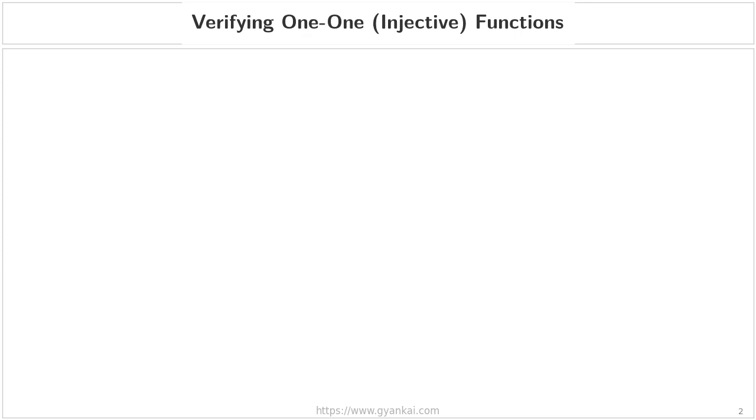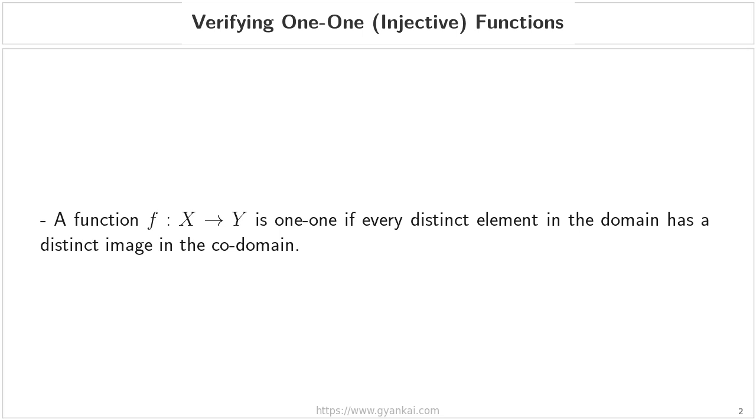Verifying one-one injective functions. Now that we have established the conceptual foundation in the previous slide, let's dive into the actual process of algebraic verification, starting with one-one functions, which are also known as injective functions. By definition, a function f from set X to set Y is considered one-one if every distinct element in the domain maps to a distinct image in the codomain. In simpler terms, this means that different inputs must always produce different outputs.